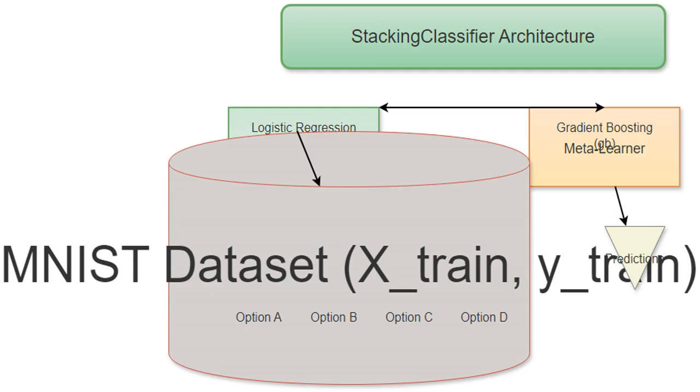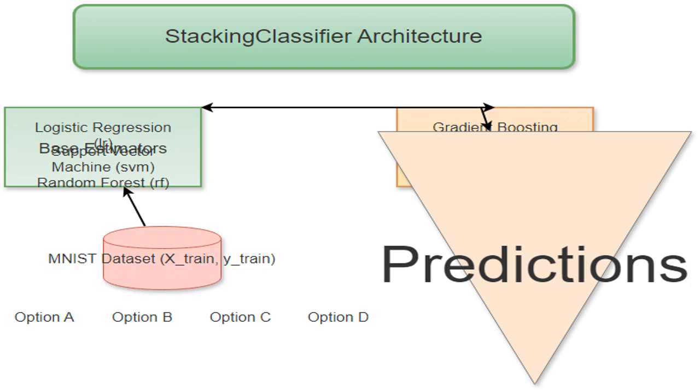This is our dataset. X_train contains the image data, the features, and Y_train contains the corresponding labels, the digits 0 to 9. We'll use this data to train our stacking classifier. This refers to the output of our classifiers. The base estimators and the final estimator output predictions for each data point in the MNIST dataset.